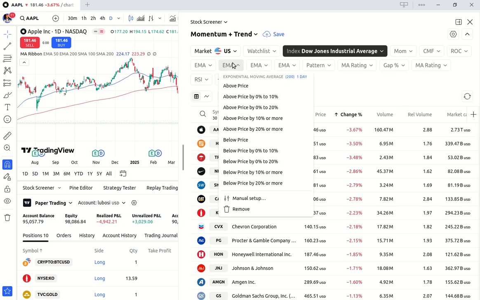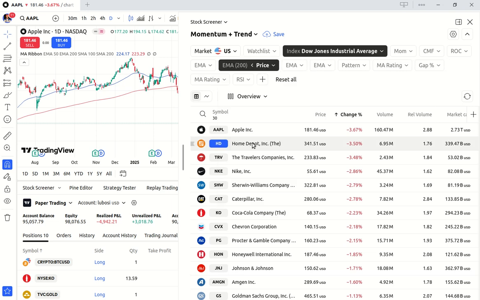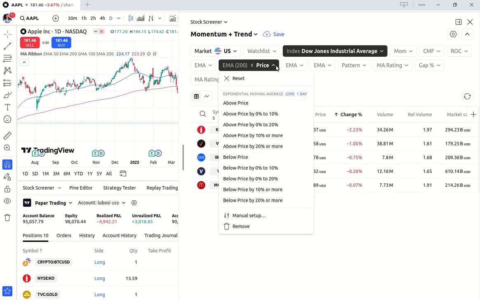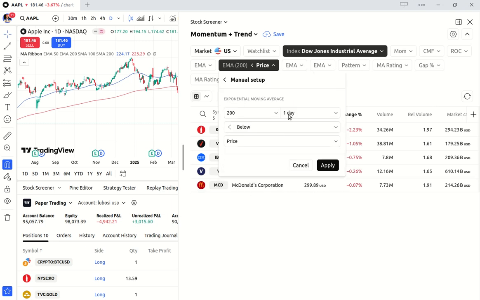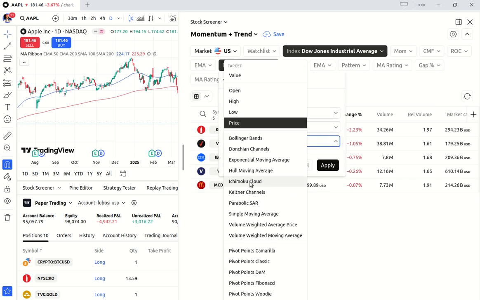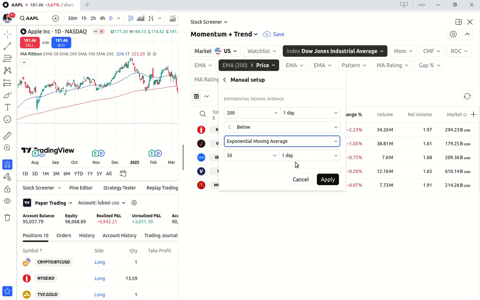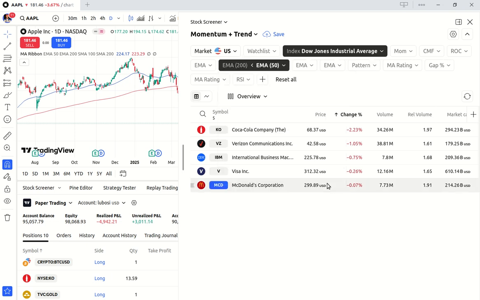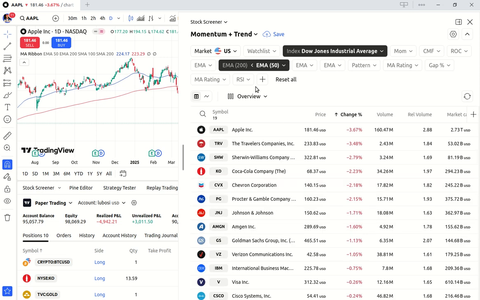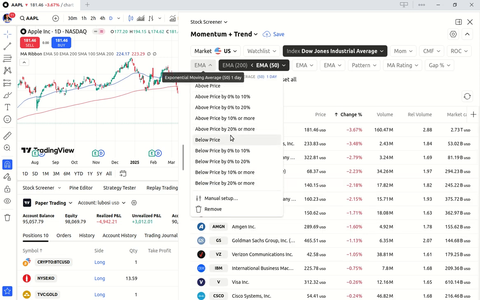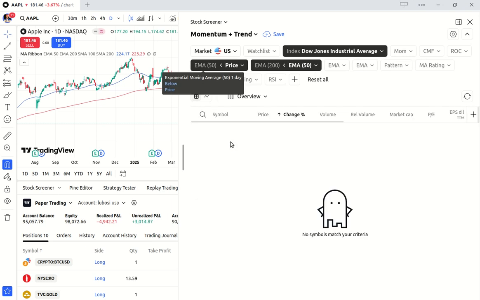The first thing that I would do is look for the 200-day moving average below, not below price, but the 200-day moving average below the 50-day moving average. And second, I would look for the 50-day moving average below price. As you can see, there is nothing that is below the price.